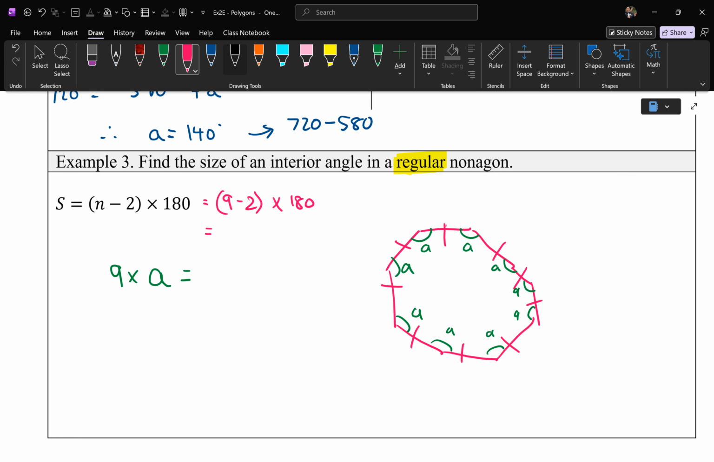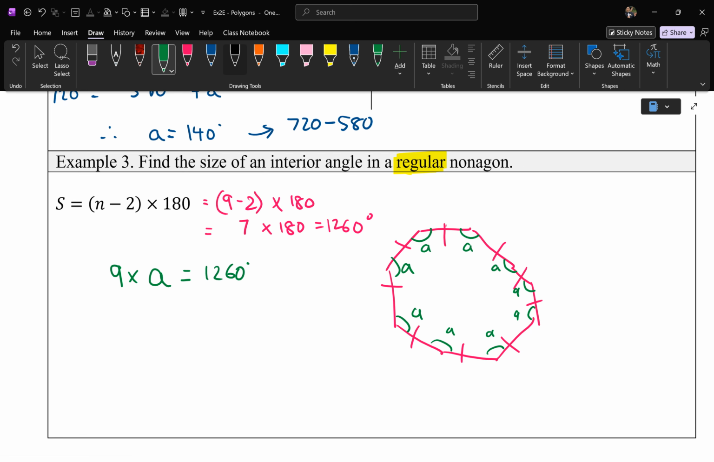And this is where Will got 7. 9 take away 2 is 7 triangles times 180 degrees. Now that's what? 0, 6, 5, 7, 1, 2. So 1,260. That's what the angles should add up to. Okay, so I just did 7 times 0 is 0. 7 times 8 is 56. 6 carry the 5. 7 plus 5 is 12. Yeah? So 1,260 degrees is what all of these should add up to.